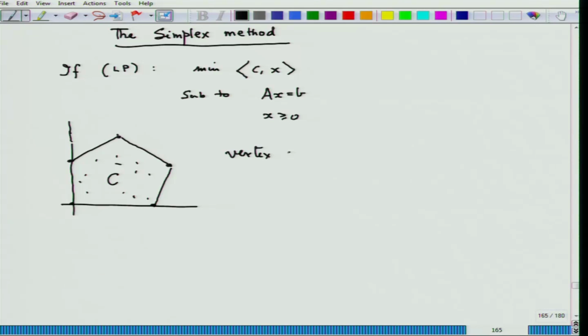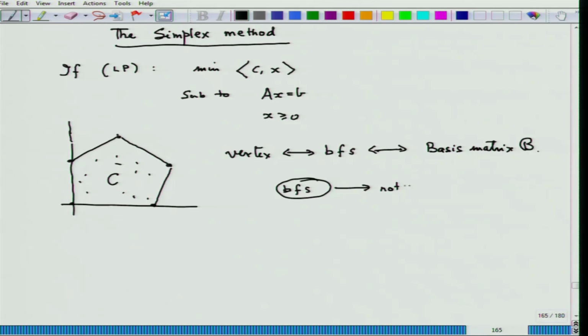So, we have to understand that every vertex corresponds to a BFS, basic feasible solution, and every basic feasible solution corresponds to some basis matrix B, which is an m cross m matrix of rank m. Now, this is very fundamental. So, if my current BFS is not optimal, then I have to move to another BFS, a new BFS.